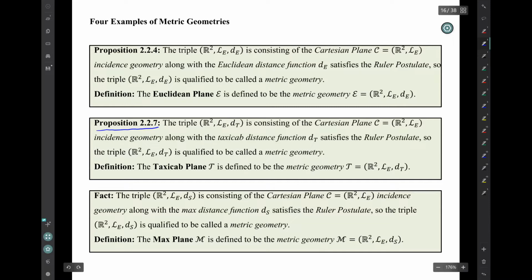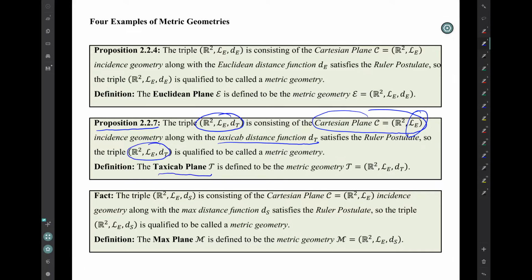Proposition 2.2.7 in the book says that this triple, which consists of the Cartesian plane again, and the Taxicab distance function, also satisfies the ruler postulate. So that is, every line has a ruler. And so therefore, this triple is qualified to be called a metric geometry. This triple is called the Taxicab plane. Use the script T to denote it, and it's that triple. So notice that the Taxicab plane is a metric geometry.